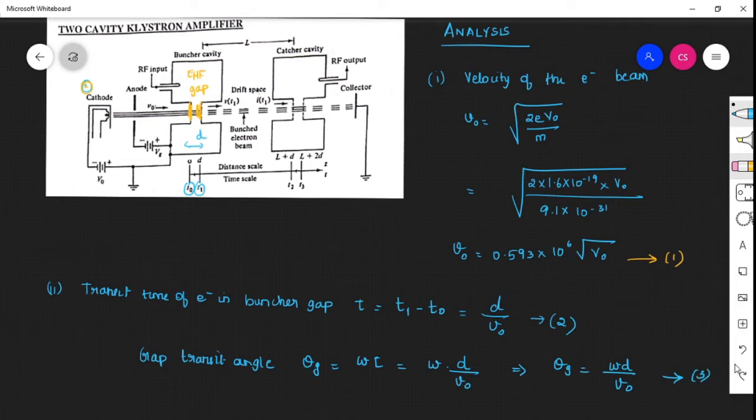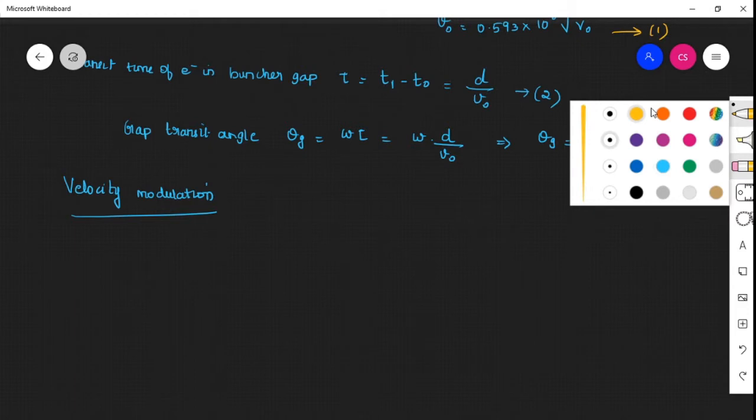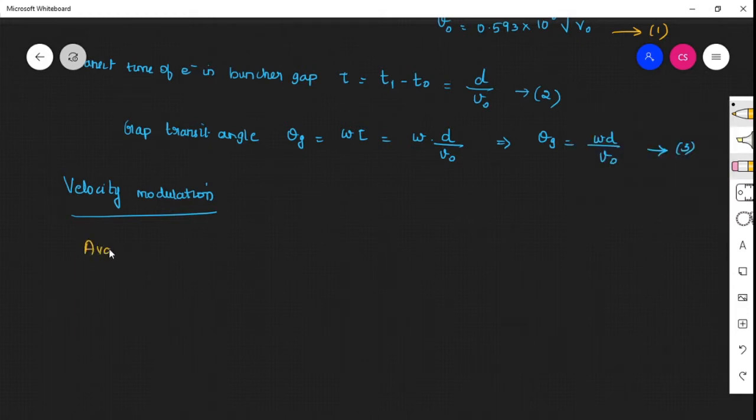Now we will start with the velocity modulation process. The electrons have reached the gap. Here an EMF is induced because of the RF input, which causes the velocity modulation. So let us start with the velocity modulation of the electrons. We first need to calculate the average microwave voltage in the Buncher gap, because in the gap only the velocity gets modulated.